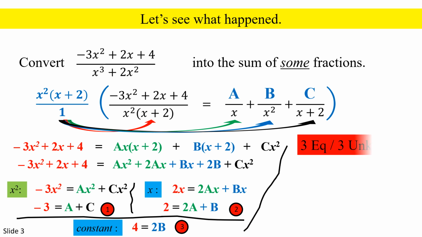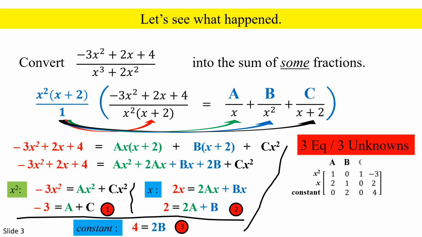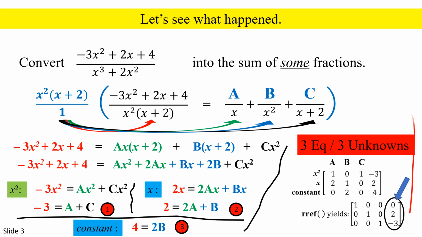So we can use 3 equations, 3 unknowns, matrices in our calculators. Our x squared row is 1, 0, 1, negative 3. Our x row is 2, 1, 0, 2. And the constant row is 0, 2, 0, 4. Use RREF, and this is what we get. Notice the 0 for A. That's why there is no x denominator term: the numerator was a 0.